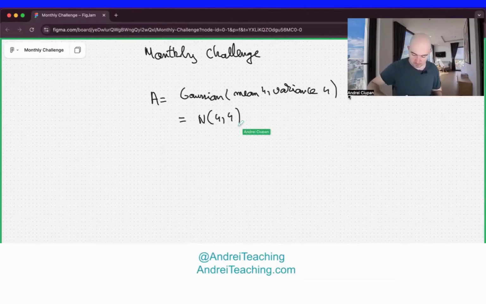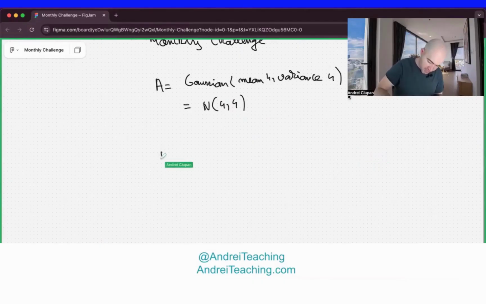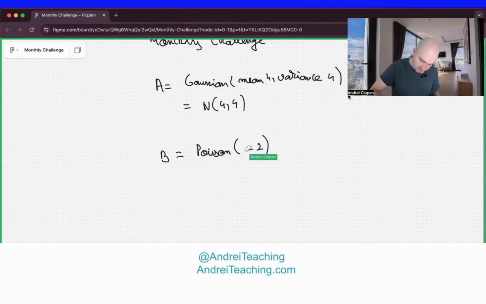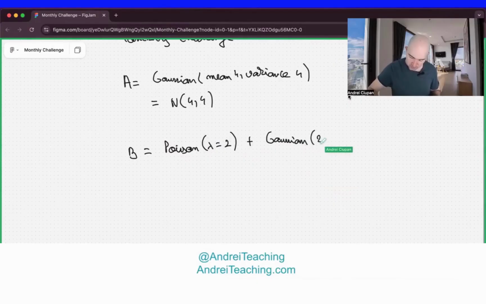Okay, so that's A. And then B is actually a sum of two random variables. It's a Poisson with lambda equals to 2, plus a Gaussian with mean 2 and variance 2.